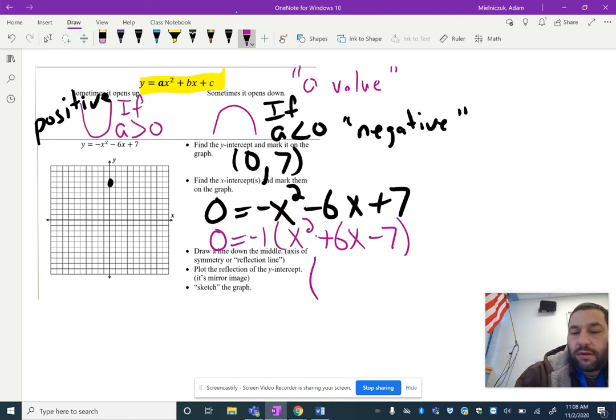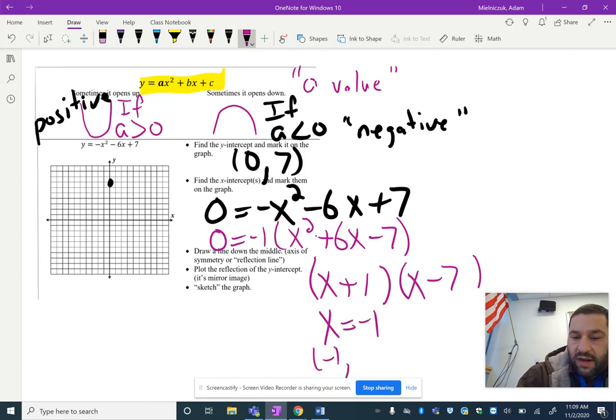All right. So what multiplies to a negative 7 and adds to a positive 6? Well, if we have x plus 1 and x minus 7, we get our negative 7 and we get our positive 6. So we know that x will equal negative 1, meaning we have a point at negative 1, 0, and we know x will equal 7, meaning we have it at 7, 0.